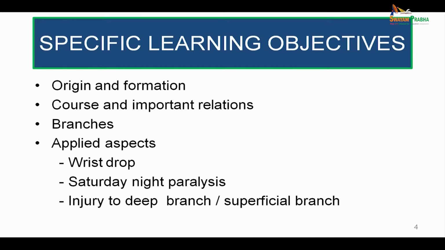Now, the specific learning objectives for today's session is to talk about the origin and formation of radial nerve, its course and important relations, the branches given off at various levels, and applied aspects in terms of wrist drop, Saturday night paralysis, and injury to the deep branch and superficial branch of the radial nerve.